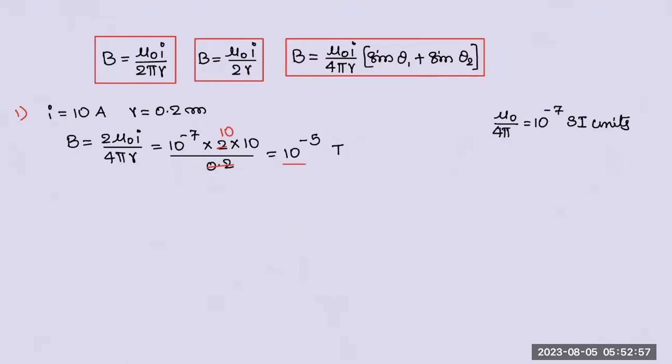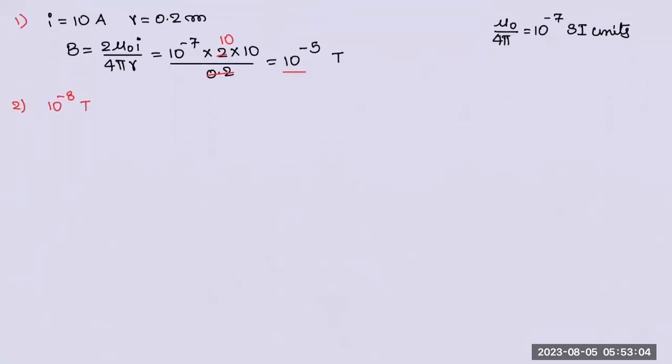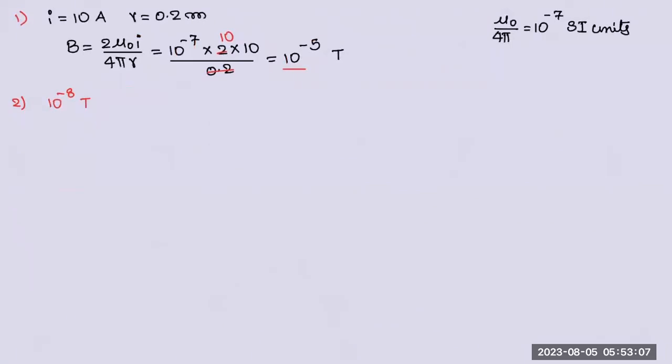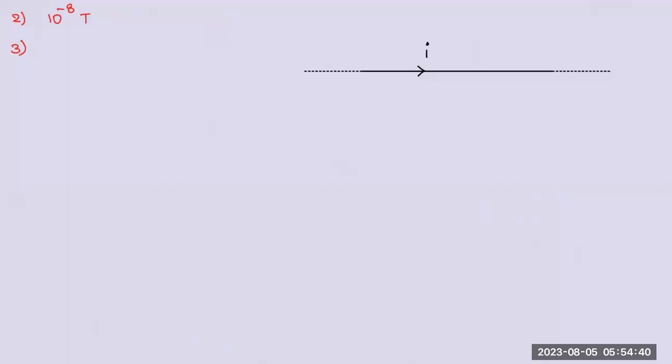Question number 2, no need to discuss. Answer is 10 power minus 8 Tesla. Okay. So question number 3, easy to deal with. What is the key point here? Above and below. I don't want magnitude. If you can give direction, enough. The basic purpose of this question is direction. Keep your thumb there, then you'll understand the magnetic field.